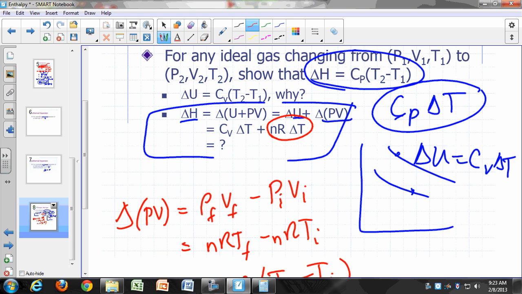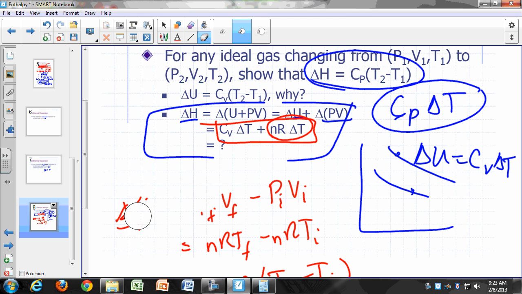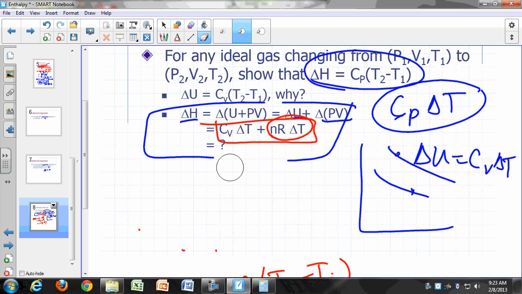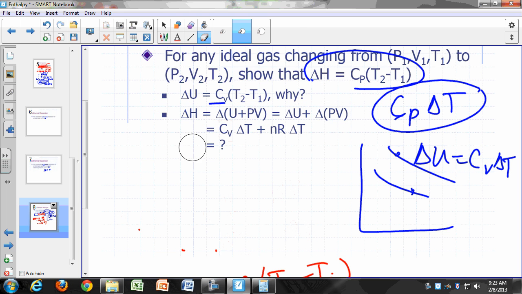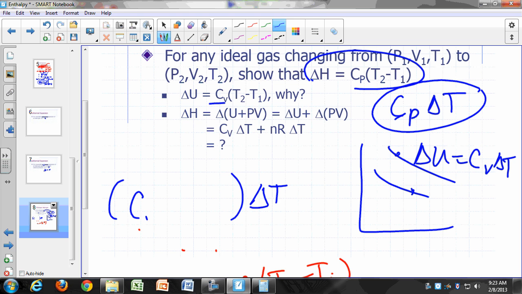What can we do at this point? Let's simplify that. We can factor out delta T, right? So if you factor out delta T, you have Cv plus nR. What is Cv plus nR for an ideal gas? That's Cp. And we just proved that's delta H. Regardless of what path you take, if you go from P1, V1, T1 to P2, V2, T2, dealing with an ideal gas, delta H will just be Cp times delta T.